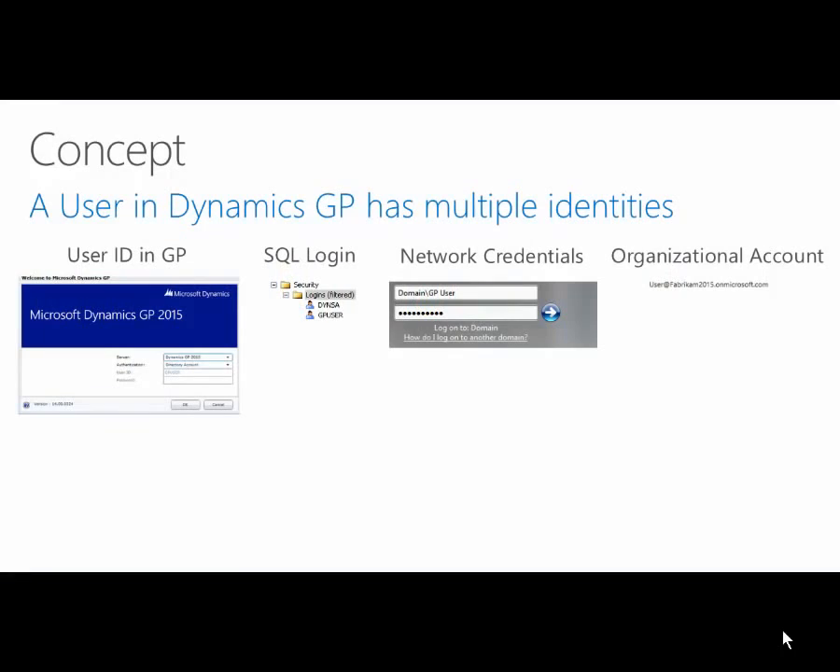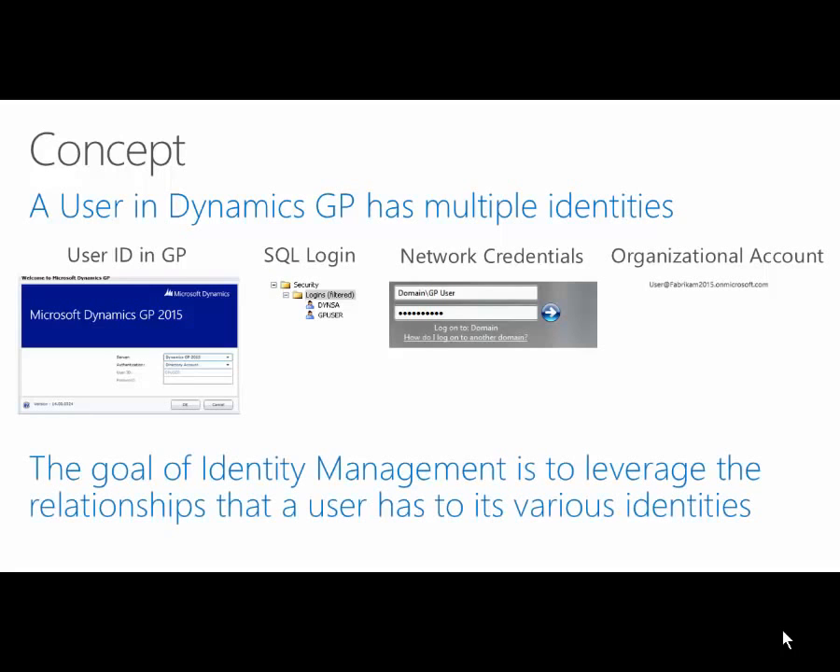So let's go into a quick overview. As we know, a user has multiple identities within Dynamics GP. It really starts with the user login that they have in Dynamics GP, which corresponds to a SQL login for that user. They have network credentials that they enter for their daily work, and they may also have an organizational account set up, which would be an account that has been added to a Windows Azure Active Directory. So the goal of identity management remains the same as it has since it was created in GP 2013 R2. The goal is to leverage those relationships that a user has to those various identities.